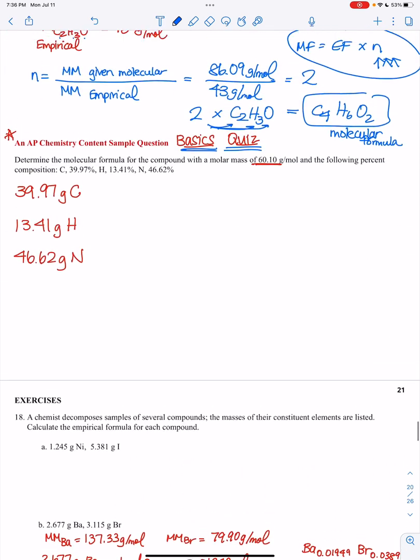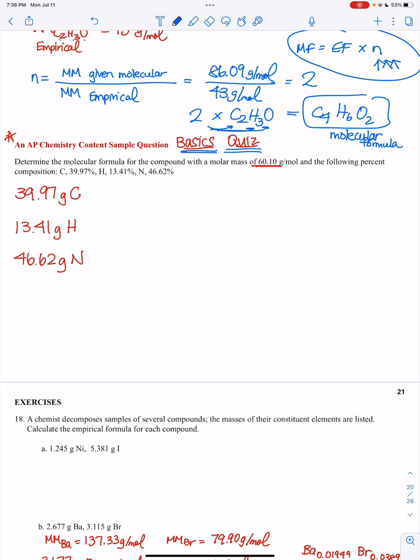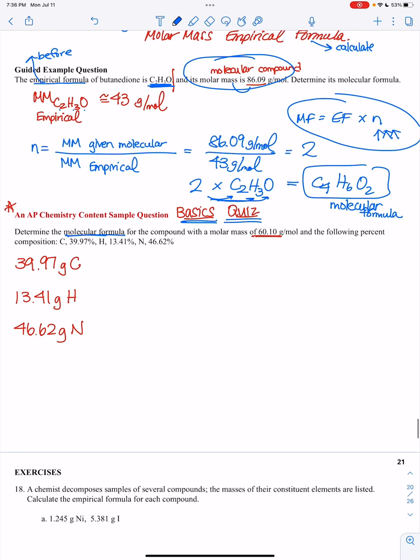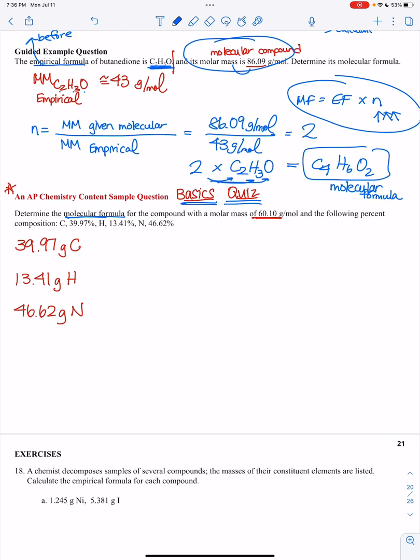All right, if you're still with me, let's do some more practice problems here. So determine the molecular formula. Now this is going to be just like what I just taught you up here in the guided example, with a compound with a molar mass of 60.110. So I give you the molar mass later. And the following percent composition. I give you 39.97% carbon, 13.41% hydrogen, 46.62% nitrogen. Okay? And so now I'm going to do the math here.